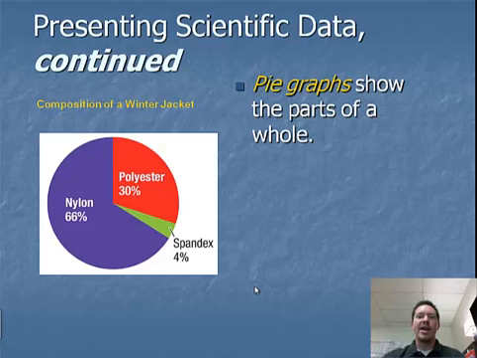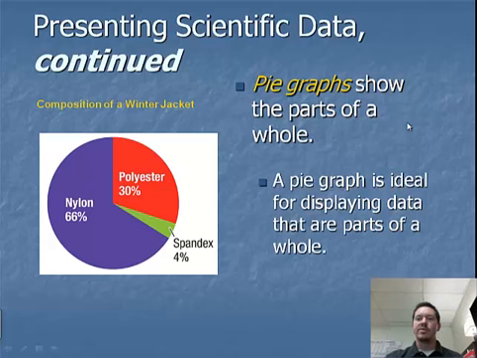The next thing we have are pie graphs. With a pie graph we show parts of a whole. This particular example shows the composition of a winter jacket. If we add this up, 66 plus 4 plus 30, this is going to equal 100%. So a pie graph is a good way to show this data when there's 100% of it. Of this winter jacket, we've got 66% nylon, so this is 66% of the whole of what this jacket is made out of, 30% polyester, and 4% spandex. So we've got those different parts of a whole.